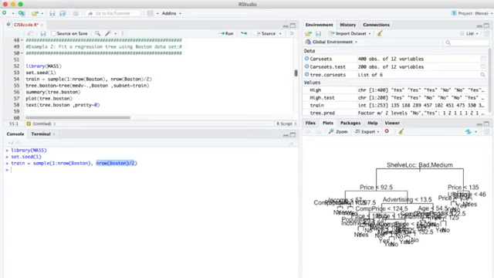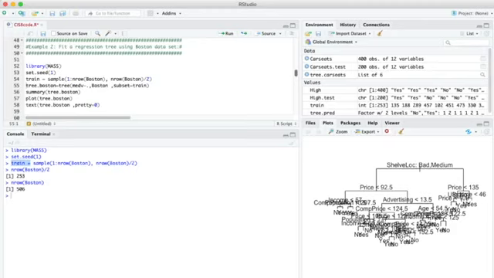So basically, what is nrow of Boston? I'm not sure how many rows are in the Boston dataset, so we're just going to compute it. Based on nrow of Boston, which is 506, we're going to select half of it to become our training dataset.